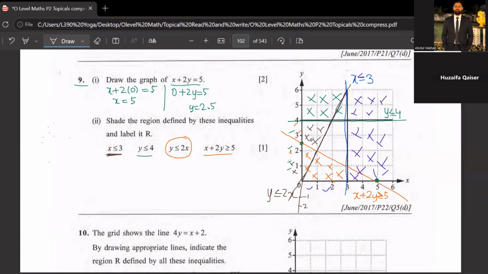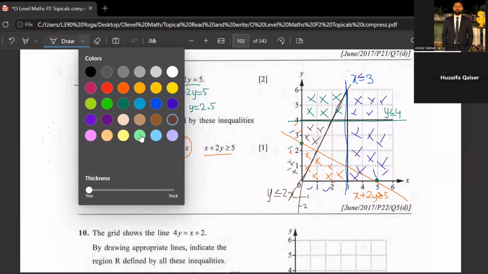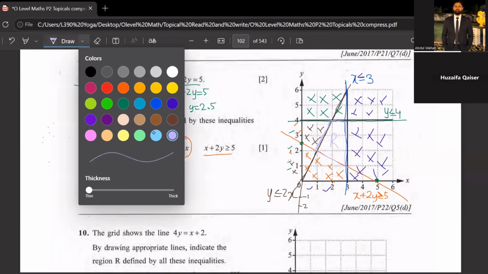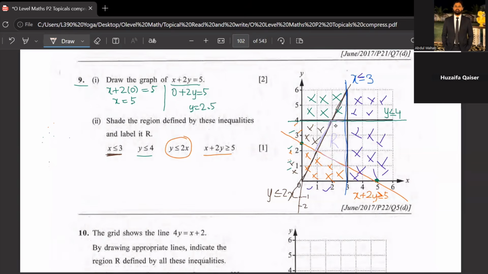Now, the area which is left, you need to shade that area and you need to focus on that area. This is the area which satisfies all the inequalities. You need to shade this area. You just use a pencil and shade this area. This is your requirement. So that's it for all about the inequality.